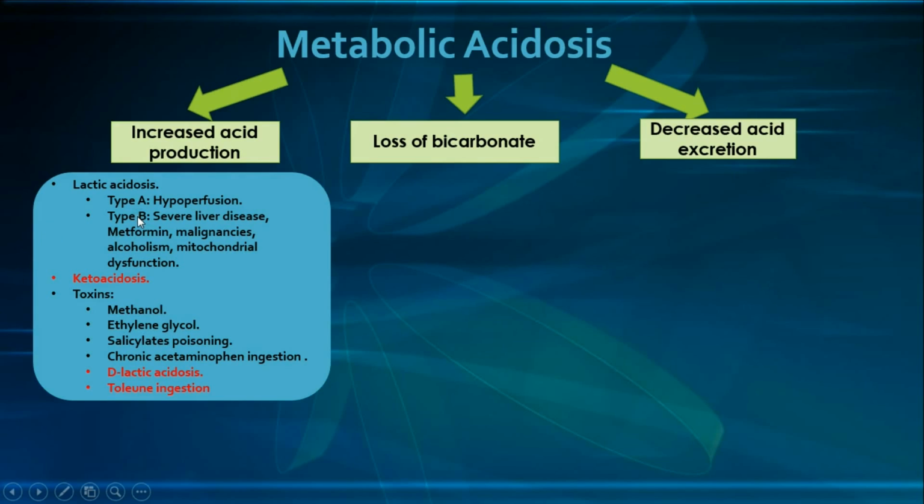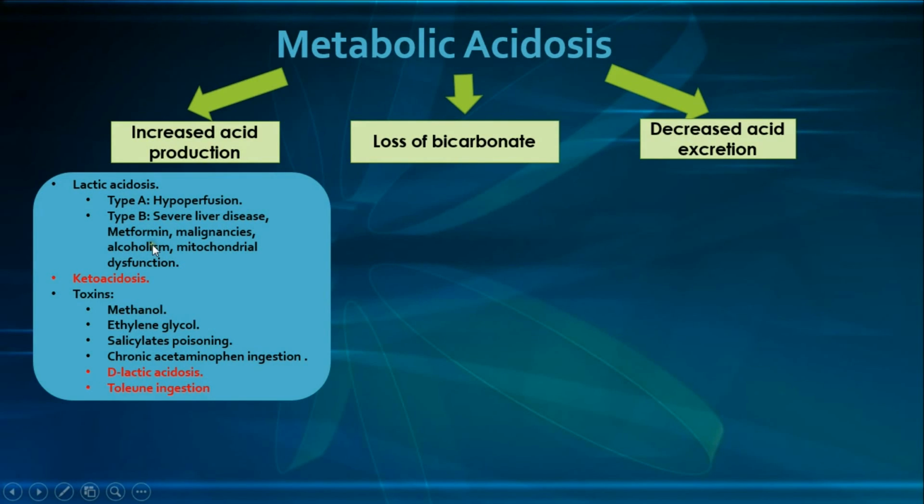Or as in type B, in which the tissue perfusion is normal, but you have other mechanisms by which they generate lactic acid, such as severe liver disease, which fails to metabolize the lactic acid produced, and metformin, which is thought to interfere with the electron transport chain and therefore inhibit oxidative phosphorylation, and the malignancies, which are thought to produce lactic acidosis through several mechanisms, such as dense clusters of tumor cells inducing anaerobic glycolysis, or the thiamine or riboflavin deficiency induced in certain malignancies, or even another suggested mechanism, the reduction in lactic acid excretion in malignancies.